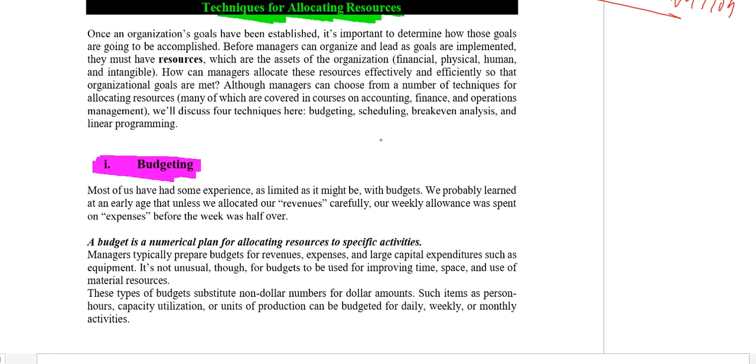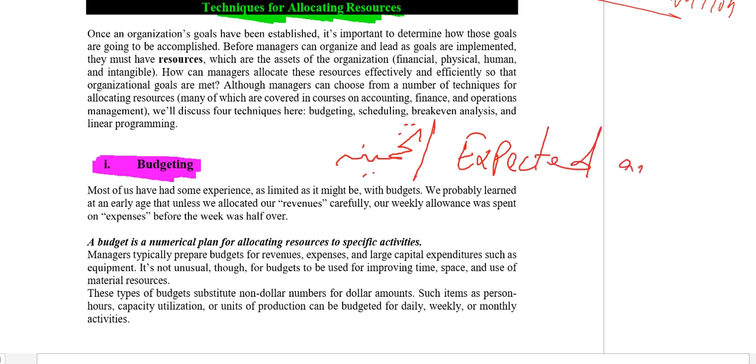When we talk about budgeting in Urdu, we may say that this is basically takhmina. Takhmina means expected amount of expense. If we are budgeting any project, then we can say expected amount of expense. But if we are forecasting any production units, then we can say expected units of production.